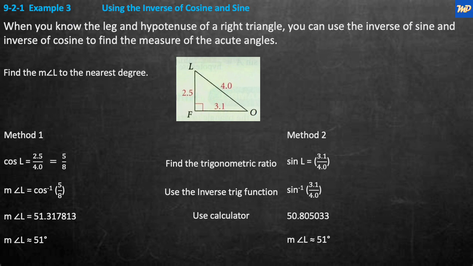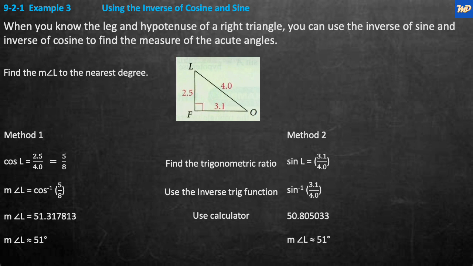Okay, example 3, using the inverse of cosine and sine. So what we're going to do now is use the lengths to determine the angle. In the past, we knew the leg lengths and the angle to find another leg, but this time we want to find the angle. And we do that by using the inverse cosine or the inverse sine. These methods are on your calculator.